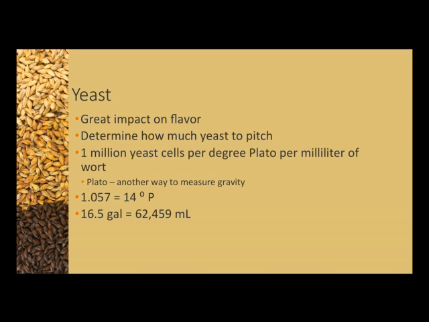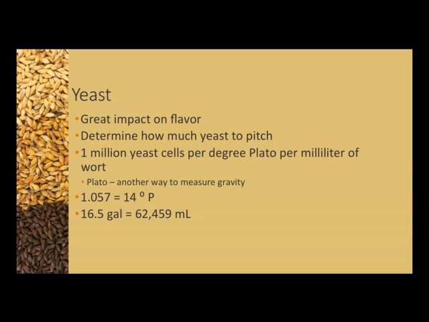As we mentioned in another section, yeast is considered by most brewers to be the one ingredient in beer that has the greatest impact on the final flavor of the beer. For this section, though, we will focus specifically on determining how much yeast to pitch. To calculate the proper pitch rate, all a brewer needs to know is the original gravity and volume of the wort. The basic equation is 1 million cells per degree Plato per milliliter of wort. If you are unfamiliar with degrees Plato, it is simply another way of measuring the specific gravity.